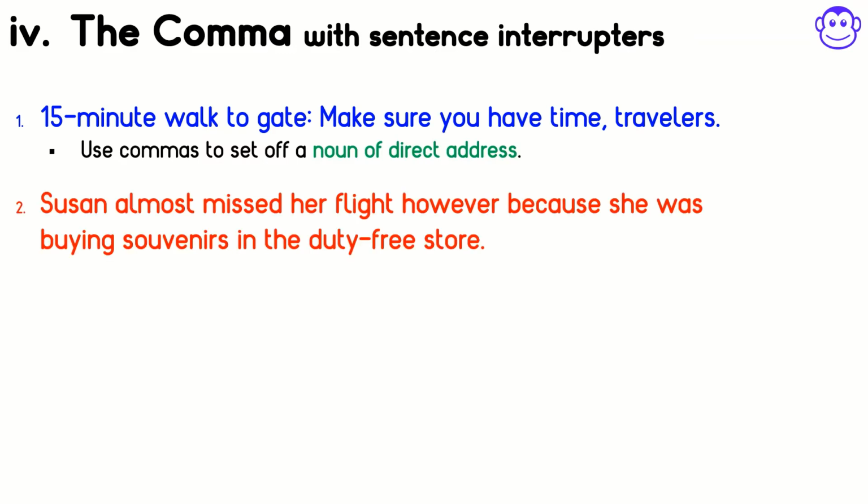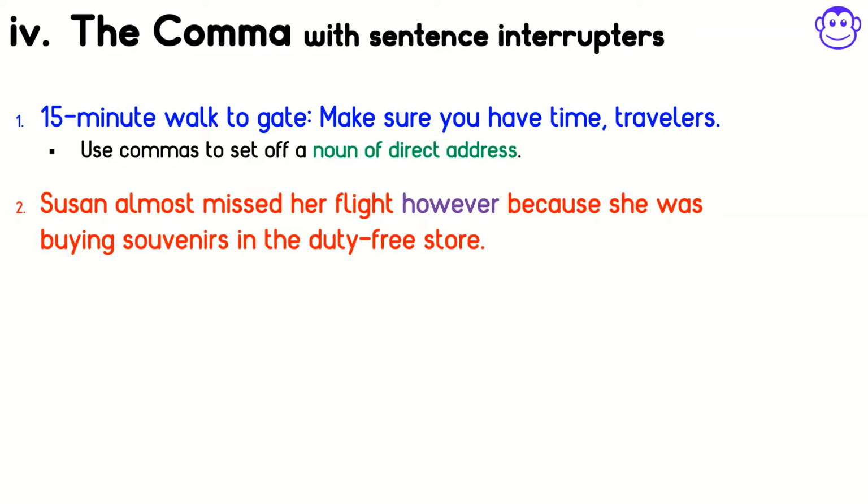Our second sentence: "Susan almost missed her flight, however, because she was buying souvenirs in the duty-free store." In this sentence, we have a clear interruption to the flow of our message. The word "however" could be removed without altering the message, meaning that it is parenthetical. The function of "however" is to link this sentence to a previously established idea, meaning that it is transitional, moving from one idea to the next.